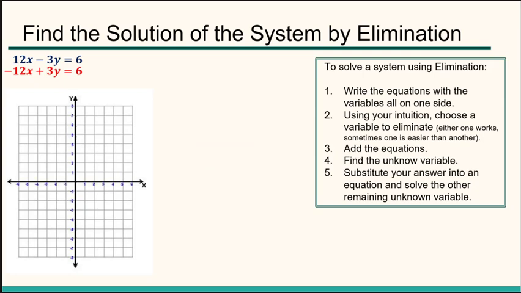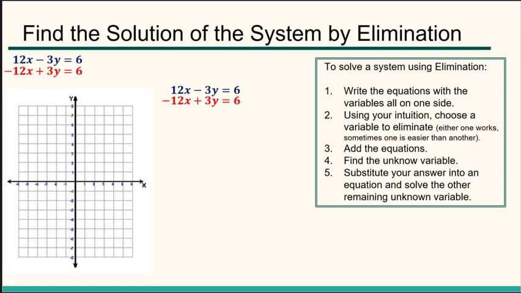All right, let's look at another example. This is a set of equations we haven't seen before. We have 12x minus 3y equals 6, and negative 12x plus 3y equals 6. So I guess step number 1 is done because the variables are all on one side. Perfect. Let's see. We're going to choose a variable to eliminate. We'll just choose the x.